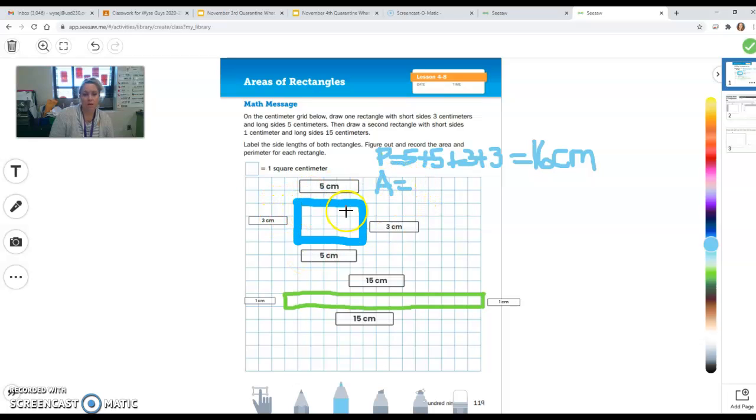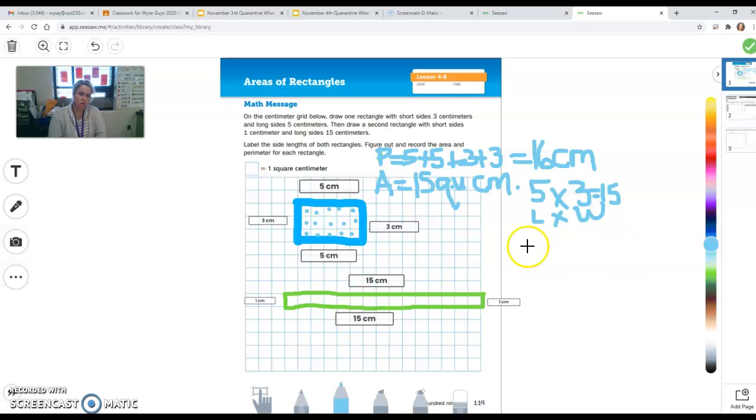Okay, or we can add up all of our squares. 1, 2, 3, 4, 5, 6, 7, 8, 9, 10, 11, 12, 13, 14, 15. So we have 15, and that is square centimeters. Oh, I started writing the whole thing square. Okay, or we could have done 5 times 3 equals 15, which is length times width. All right, let's do our other one.